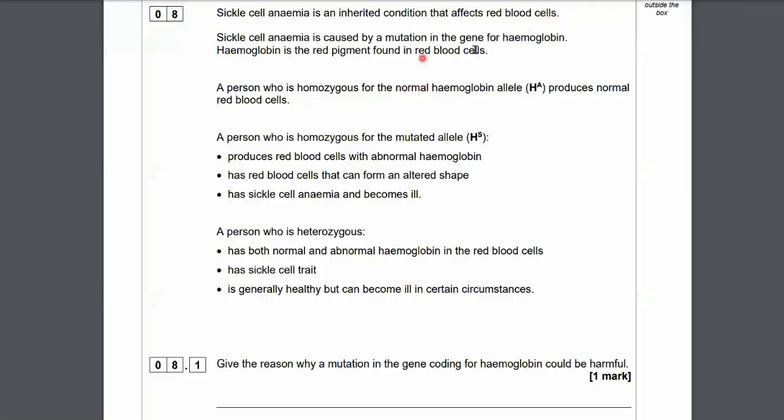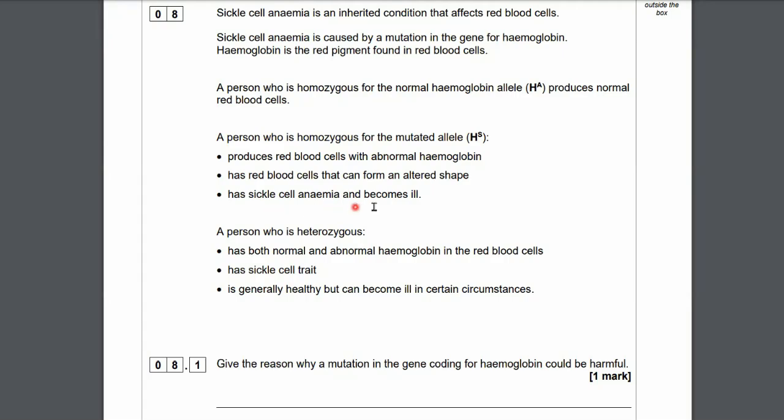A person who is homozygous for the normal hemoglobin, HAHA, produces normal red blood cells. A person who is homozygous for the mutated allele, HSHS, produces red blood cells with abnormal hemoglobin, has red blood cells that can form the altered shape, and has sickle cell anemia and becomes ill. A person who is heterozygous has both normal and abnormal hemoglobin in the red blood cells and has something called sickle cell trait. They're generally healthy, but they can become ill in certain particular circumstances.